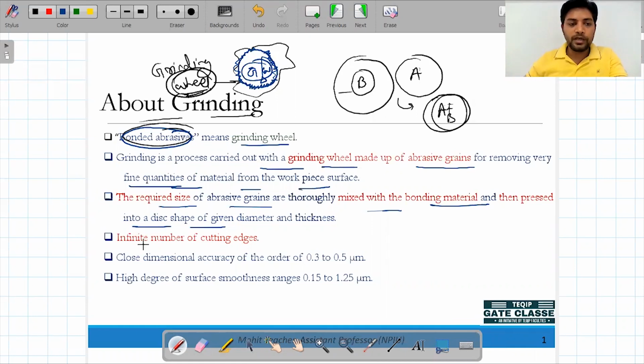Next, in a single point cutting tool, we have studied that only one edge comes in contact with the workpiece throughout the process.